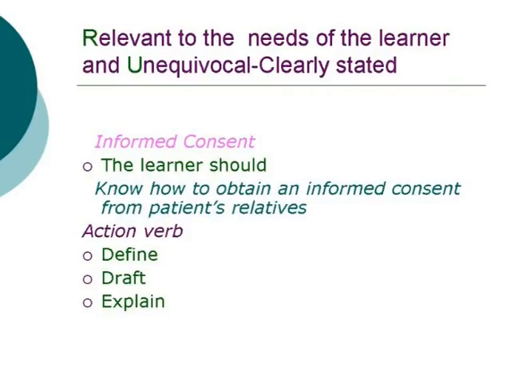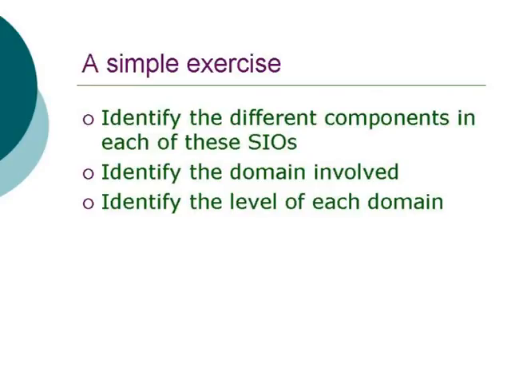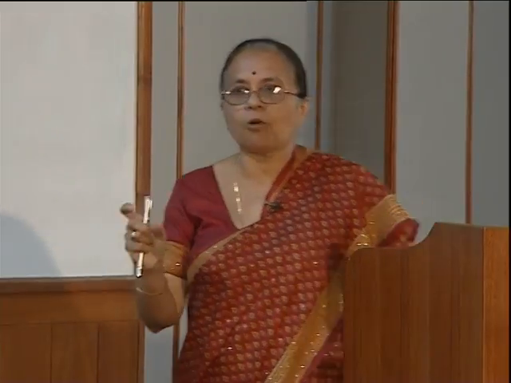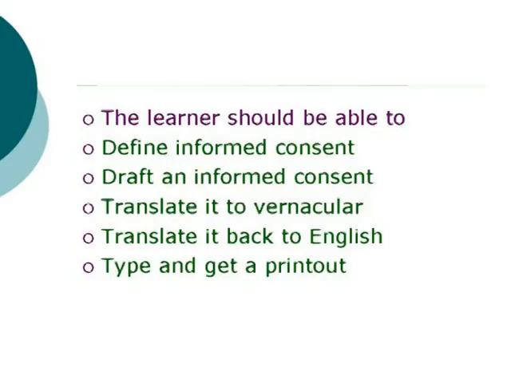You have to have an action verb. Draft, define, explain. These are the action verbs. Identify the different components in the SLOs being given, identify the domain involved. The learner should be able to define informed consent. Is there any ambiguity with it? It is clearly defined, unequivocally stated. The learner should be able to define informed consent.